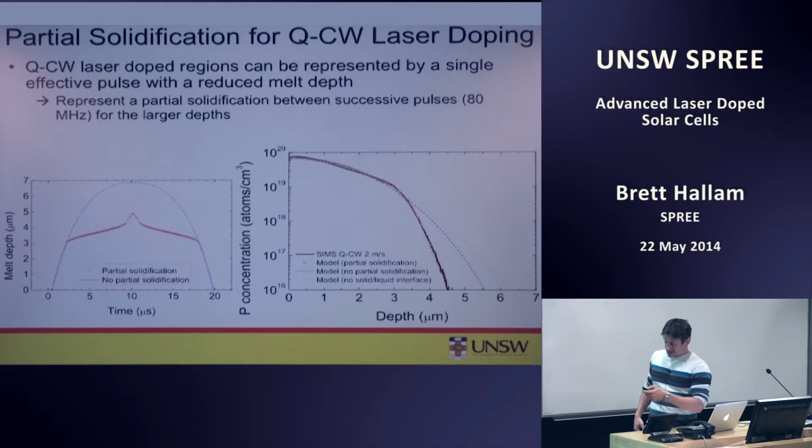And what we can see is that it does allow a reasonably accurate description of the SIMS profile, including this kink, at about 3 to 4 micrometers. So it would appear plausible that this kink is due to this partial solidification of silicon within the deepest molten regions for this quasi-continuous wave laser, which we don't see in the actual continuous wave case.